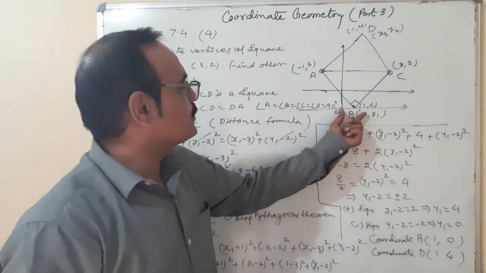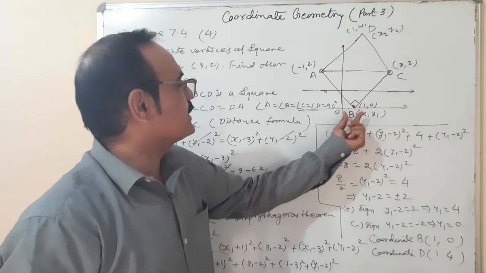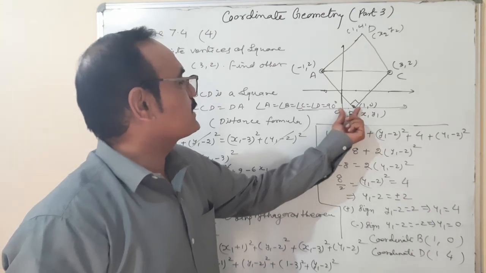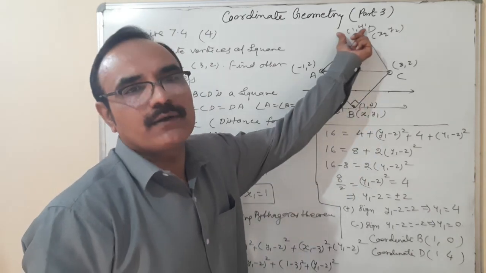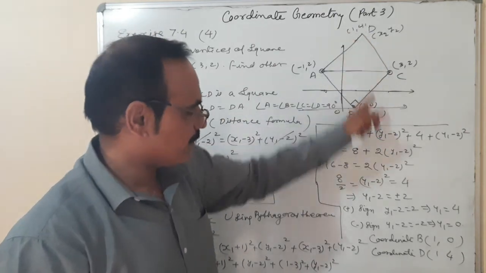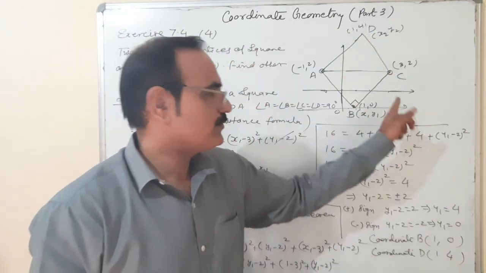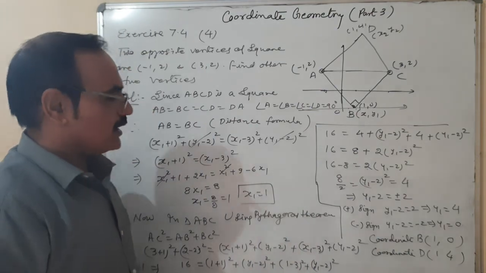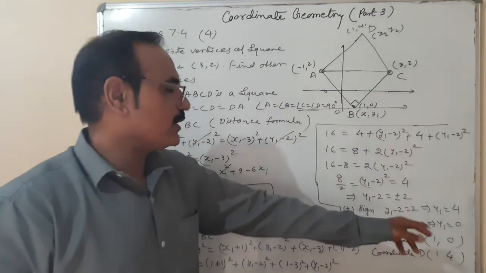Why is x1 equal to 1? Because you can see that the intercept on the x-axis is 1, so their one coordinate is the same, 1, and the second is 0 and 4. So the other two coordinates are 1, 0 and 1, 4.